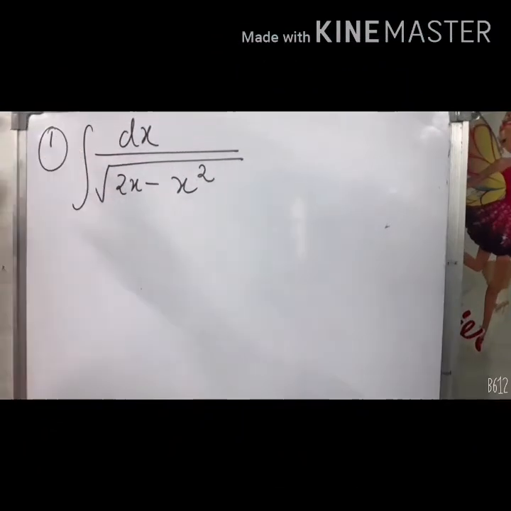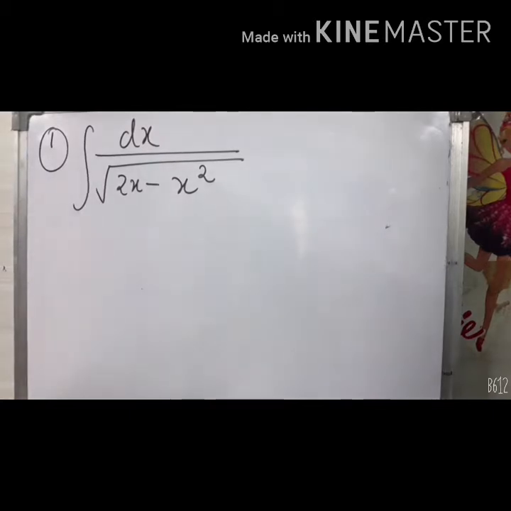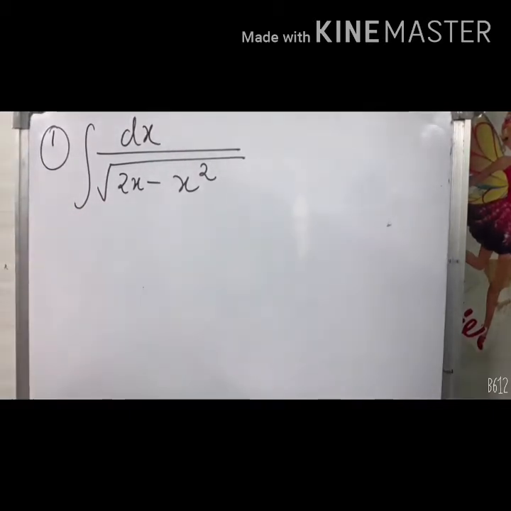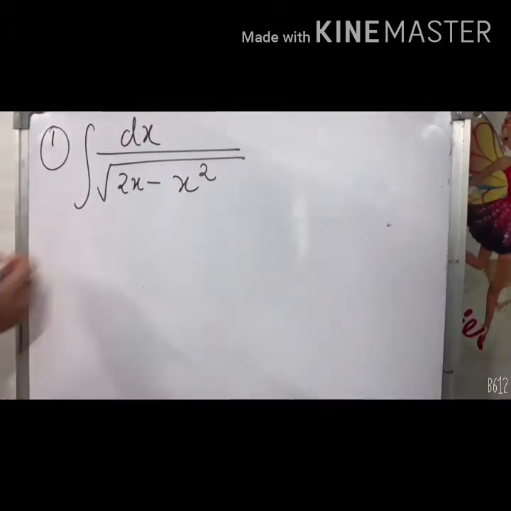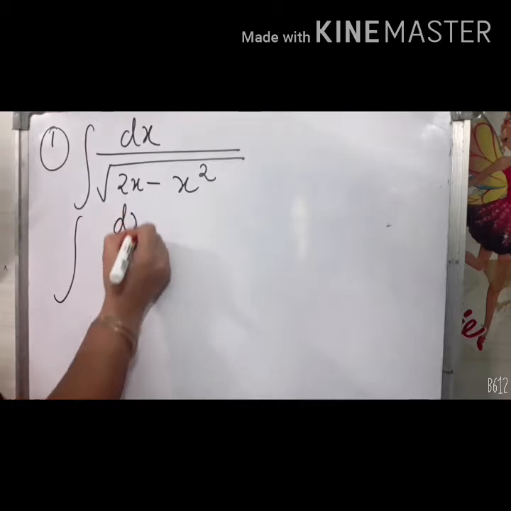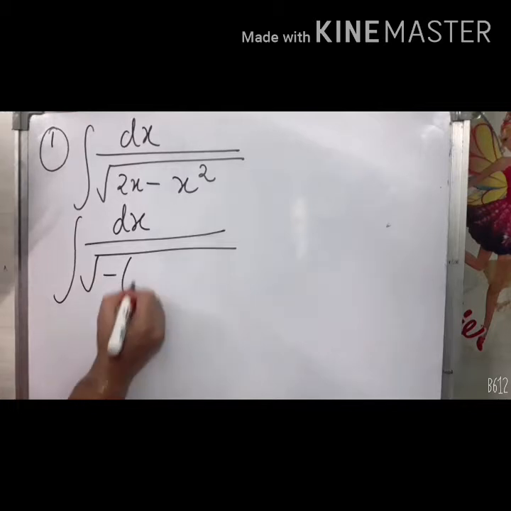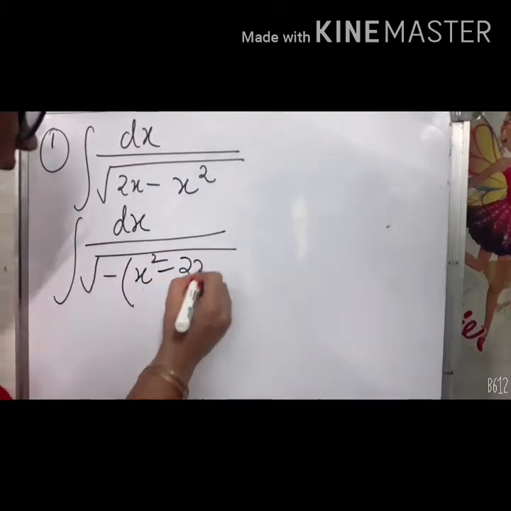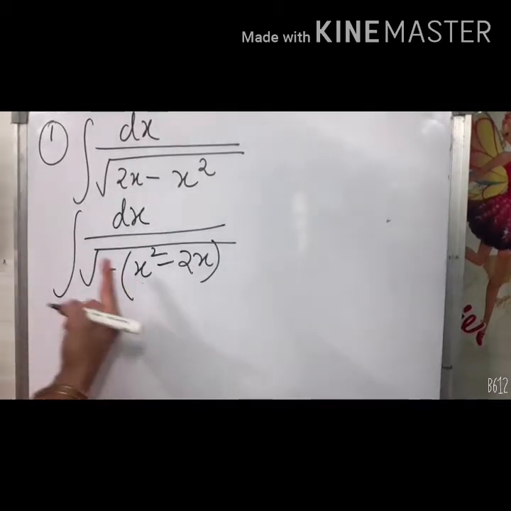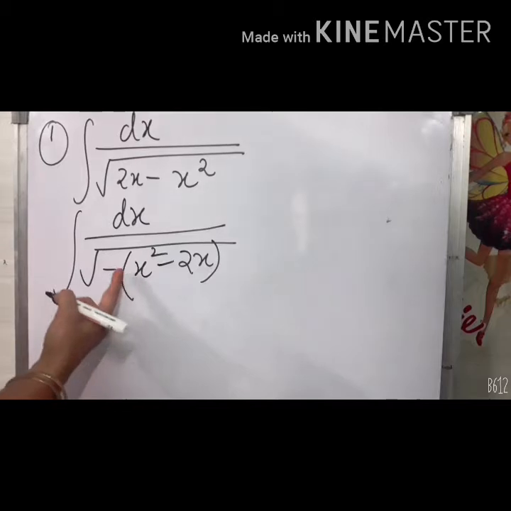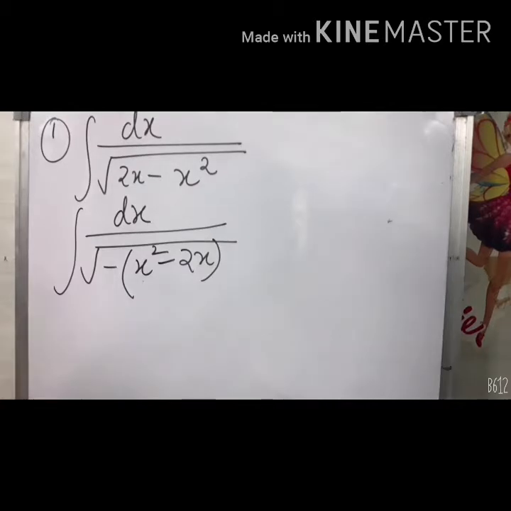The first question: integration of dx by under root of 2x minus x square. You know it is a quadratic expression, but in a quadratic the highest degree term should come first. So first I will rearrange something here: I will take minus common, it becomes x square minus 2x. Now it becomes a perfect thing. What I told you, the first step is to divide by the coefficient of x square, but here you are seeing that there is no coefficient, that means that step is gone.